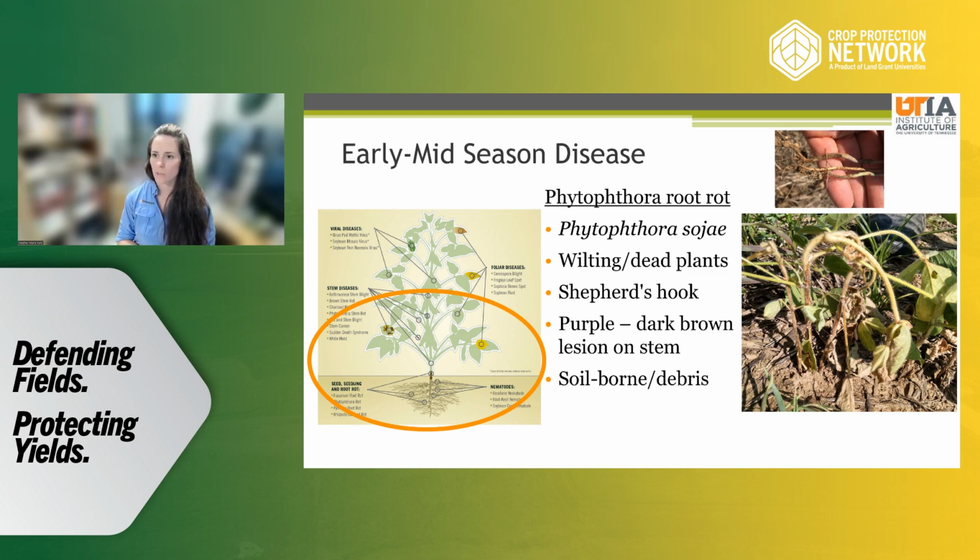Essentially those plants usually present a shepherd's crook, bending over, wilting, and eventually dying. With this, there won't be anything to do for these plants, but take note of it to make sure to look at variety selection going into the future for that field. And in variety selection, there are varieties out there that have good resistance or tolerance to Phytophthora.